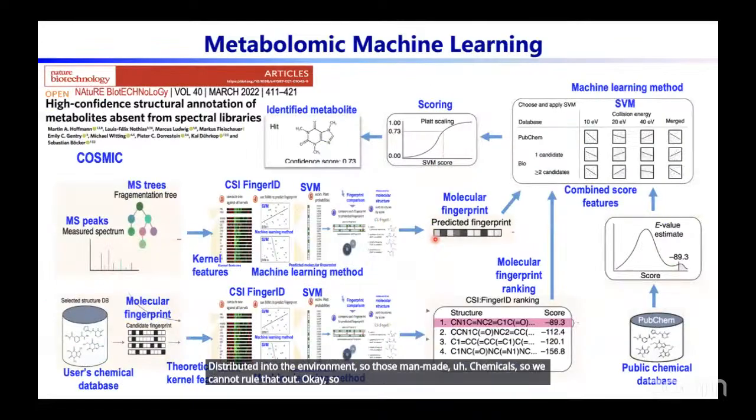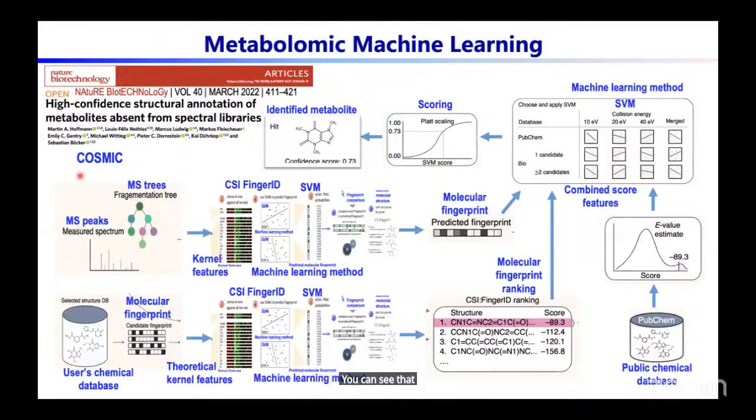Okay, so that's the first machine learning method. Now we look at the second one, called COSMIC. You can see that this part is essentially the same as what I just mentioned.